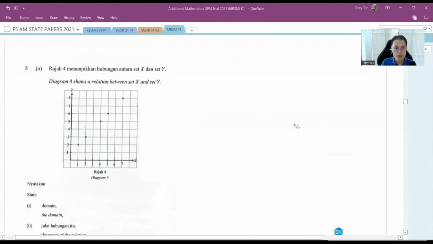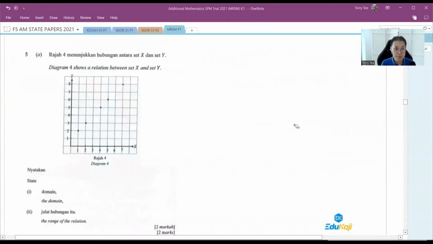Okay, moving on to question number 5. So this is a simpler question. Form 4, chapter 1, function. Okay, so the first thing is I need to find the domain. Domain represents your x value. So this is what we call a discrete function. It has a single value for all of them.